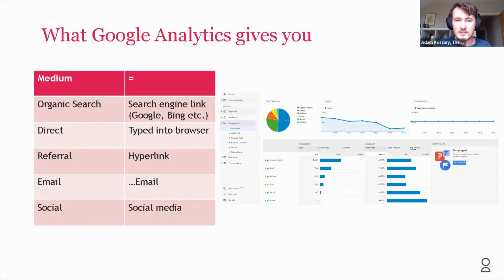So we've got organic search, people finding you for things like Google or Bing, if you're a sadist. I don't know if Ask Jeeves is still around, but through that kind of search. Direct, which tends to be people typing into a browser or having it bookmarked. A referral, which is usually a hyperlink from another website. Email, which is fairly self-explanatory, it's come to you via an email link. And social, which has come from social media.